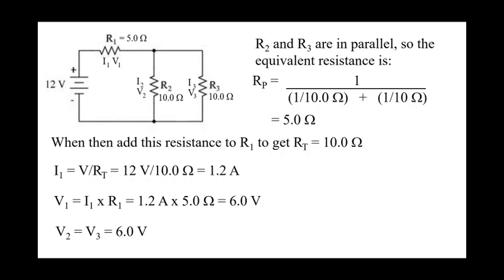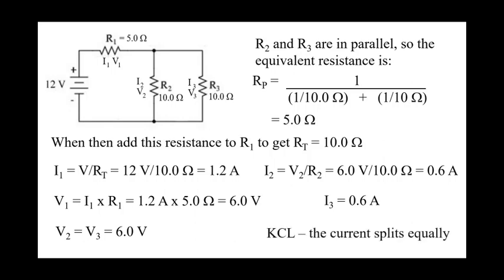Now once we have those voltages, we could then find the currents, I2 and I3. I2 would be V2 over R2, which gives 0.6 amps. And of course, we could do the same calculation for I3, and we also get 0.6 amps. Notice as well that the current again splits in half, since R2 and R3 are the same. Half the current goes through R2, half goes through R3. And of course, we could have started with that assumption and then used those currents to instead calculate V2 and V3.